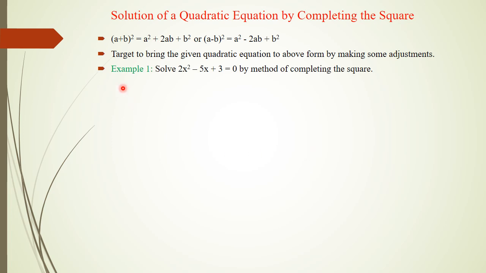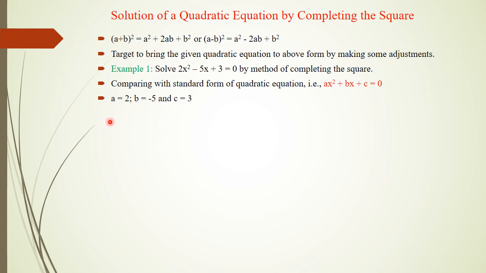We'll understand this method considering one example here. Solve 2x square minus 5x plus 3 equal to 0 by method of completing the square. Here, what I will do is first compare this given quadratic equation with the standard form of a quadratic equation, that is ax square plus bx plus c is equal to 0. When I compare this, I get the coefficient of x square as a, that is 2 here. The coefficient of x is b, that is minus 5 here, and the constant term c is equal to 3 here. Now I have these three terms.